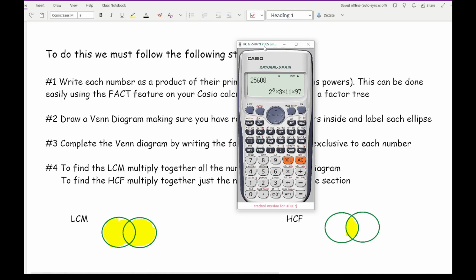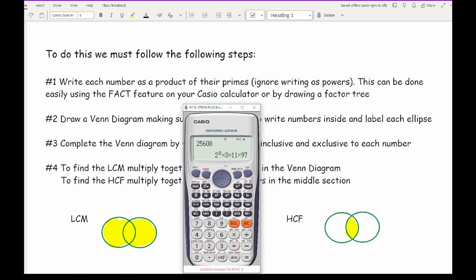Now, going back to step 1, if I was to write this as a product of their primes, what I don't want to do is write 2 cubed. Instead, I would write 2 times 2 times 2 times 3 times 11 times 97.